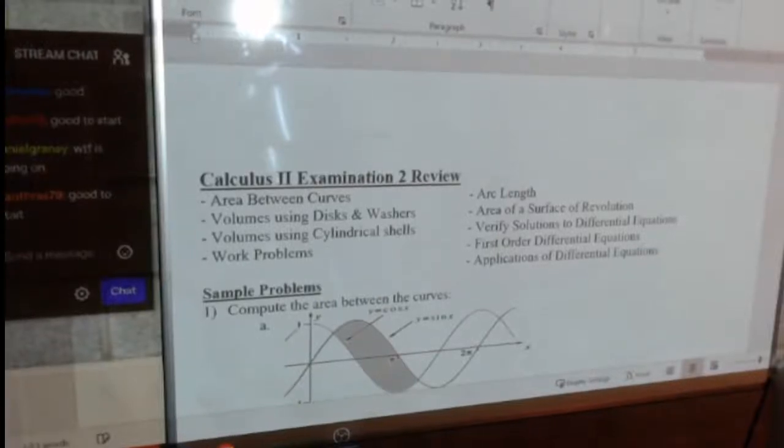So let's go ahead and begin review. Please let me know which problems you would like me to do. You all have access to this document on Blackboard.